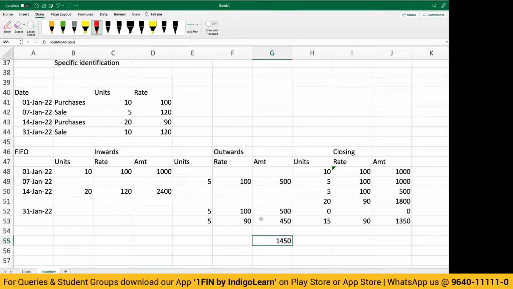The sum of all outwards is the cost of goods sold. Is it called cost of goods sold? Can you be slightly louder? Cost of goods sold. Everyone knows about this? Yes, sir.